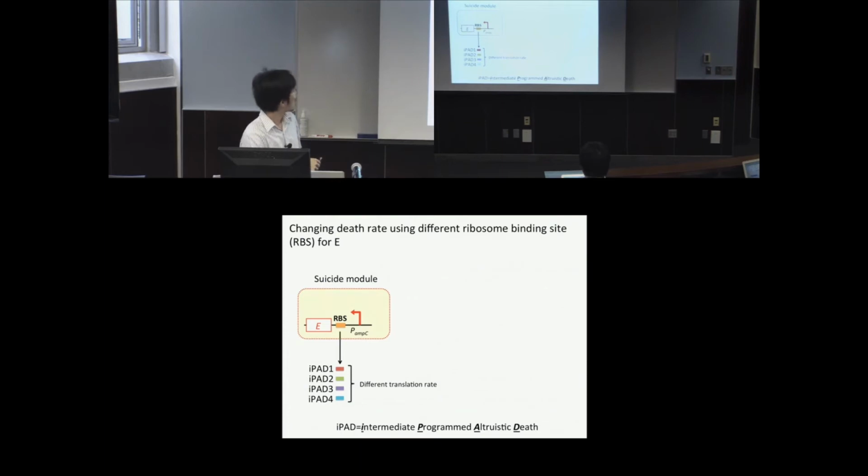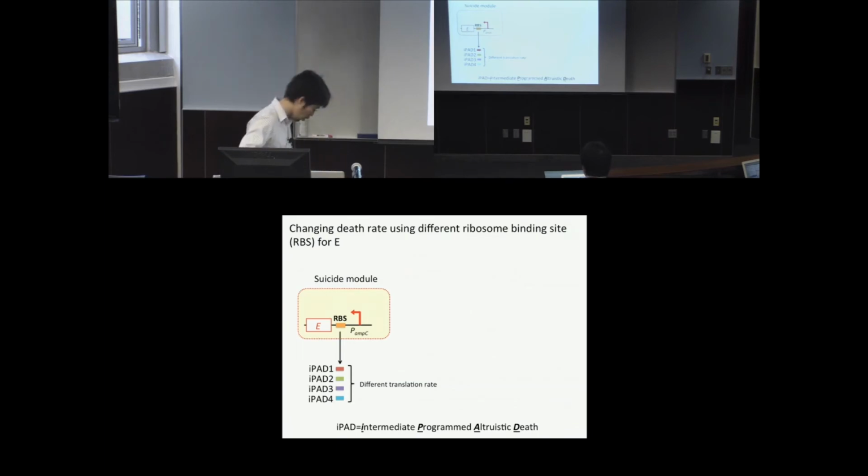gene. Unlike public good production, I can't just add some chemical to control it. But what I could do was change the ribosomal binding site, which determines the translation of the E gene. There's a nice algorithm published a little earlier that lets you design the RBS strength of your gene of interest to control translation rate. And this shouldn't change the transcription profile of this promoter. It only changes translation rate.